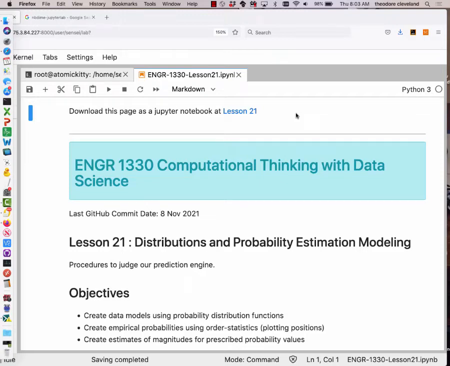All right, so today we're going to look at one other kind of data modeling. We've already kind of looked at it before, but it was more or less in passing.